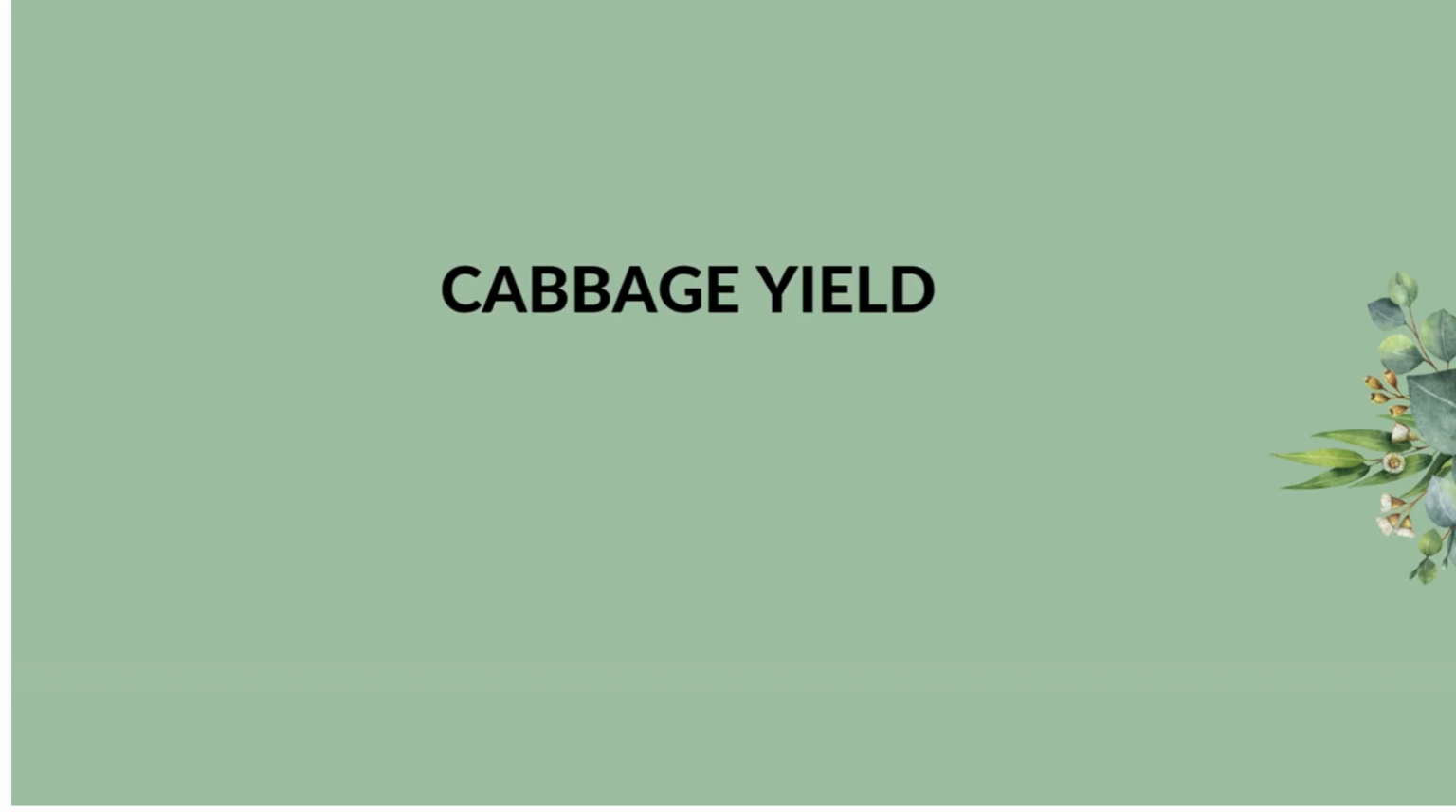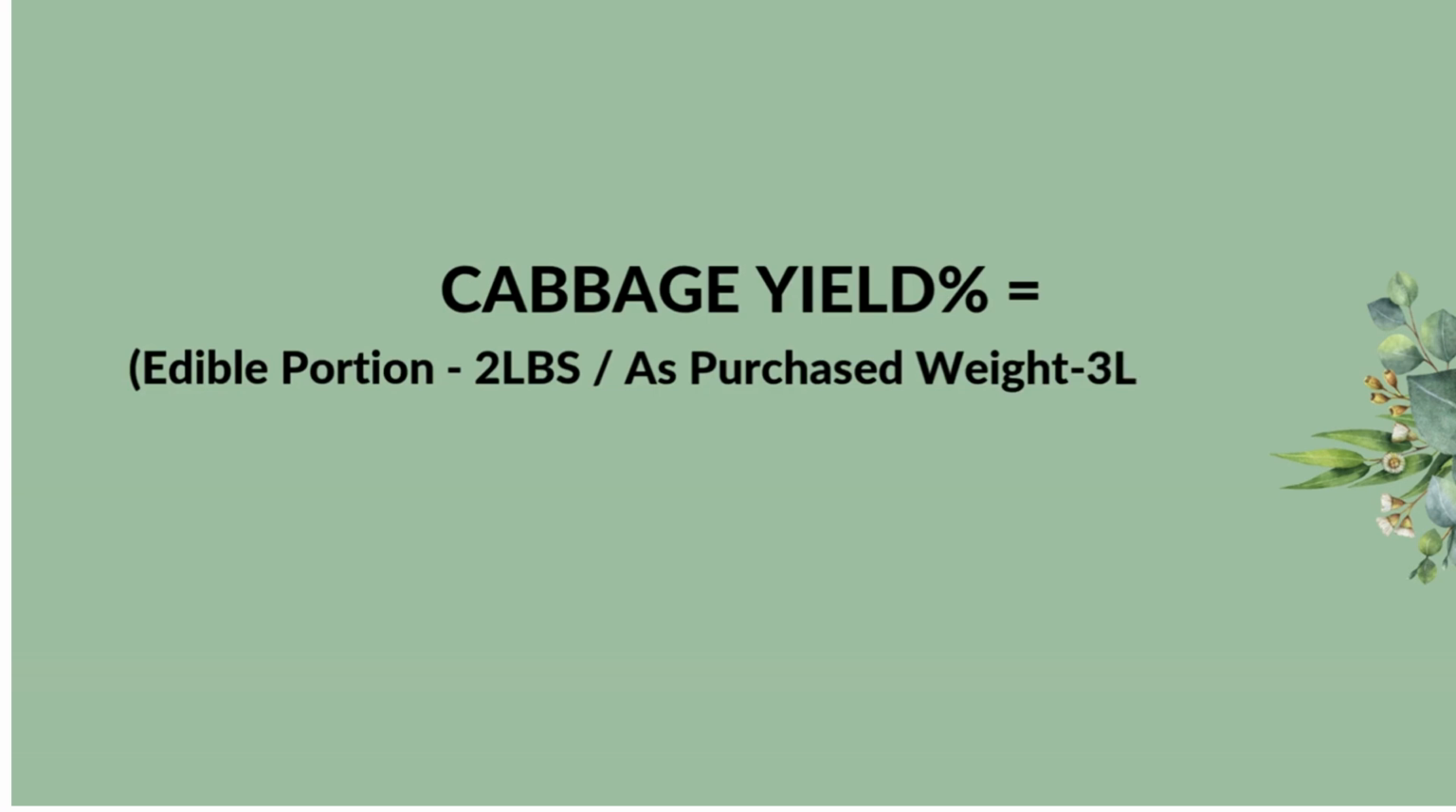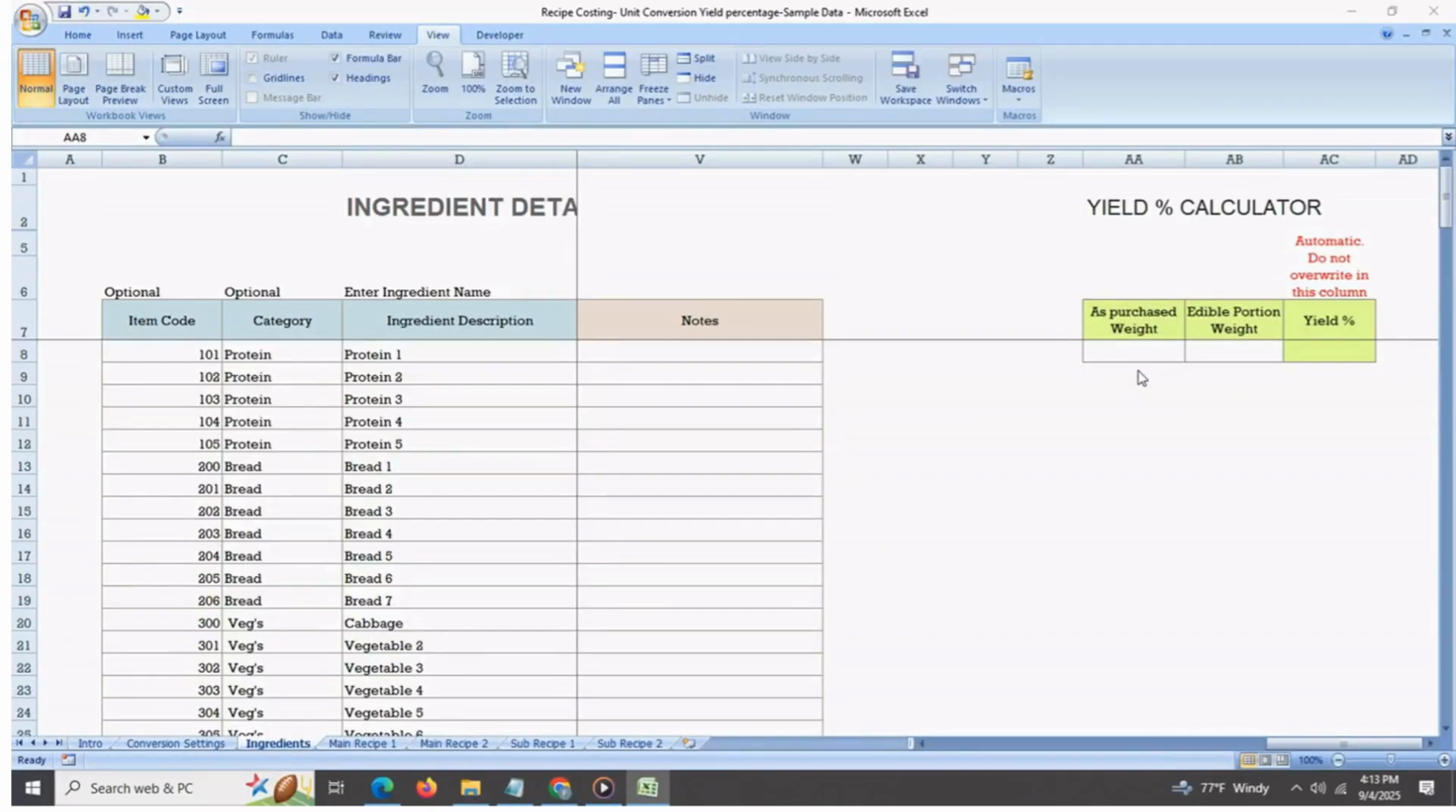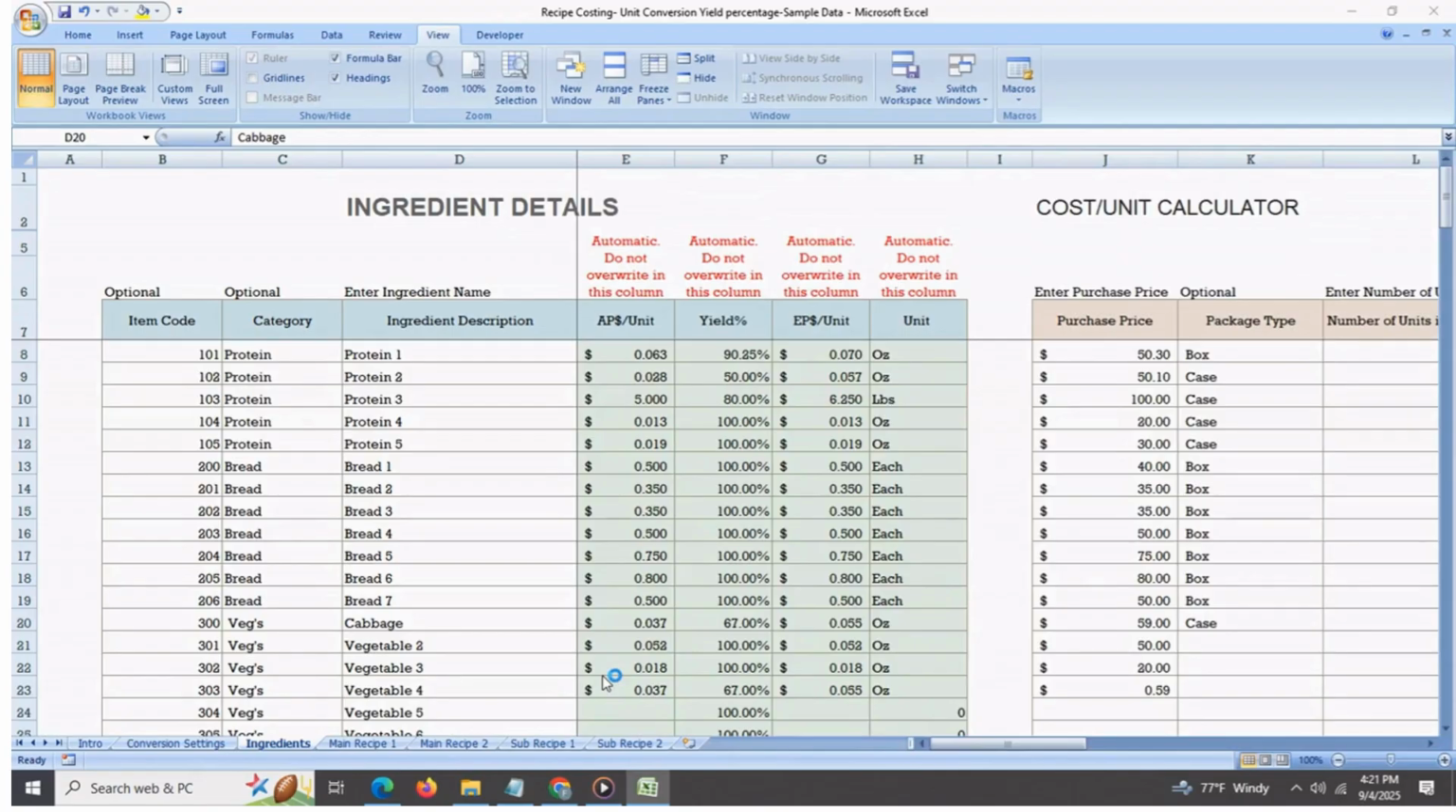So my cabbage yield percentage would be 2 pounds, the edible portion, divided by the as purchased weight, 3 pounds, expressed as a percentage, would give me 67%. The spreadsheet has a built-in yield percentage calculator. You would simply enter the as purchased weight, the edible portion weight, and this would calculate the yield percentage for you. Now let's see how the spreadsheet automatically calculates your cost per unit.